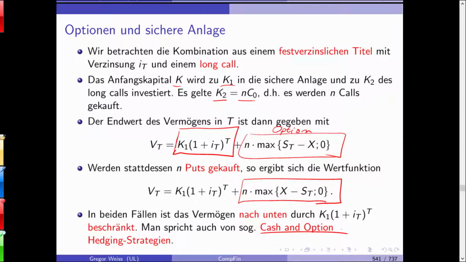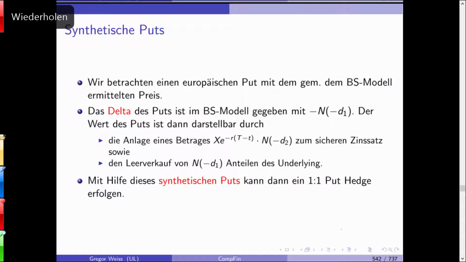You are investing cash in a risk-free asset, in a fixed income product, and you are additionally buying an option strategy. Now, you can also synthetically construct a put. Remember that even in today's financial markets, you will not find options on each and every underlying. For some stocks, for some investments, you will not see any options on the market, but you can synthetically construct those. How can you do this?